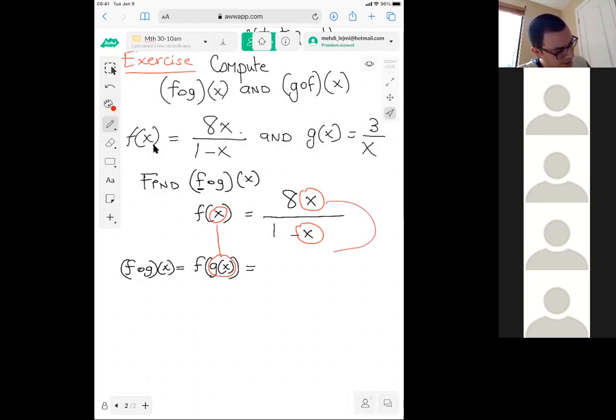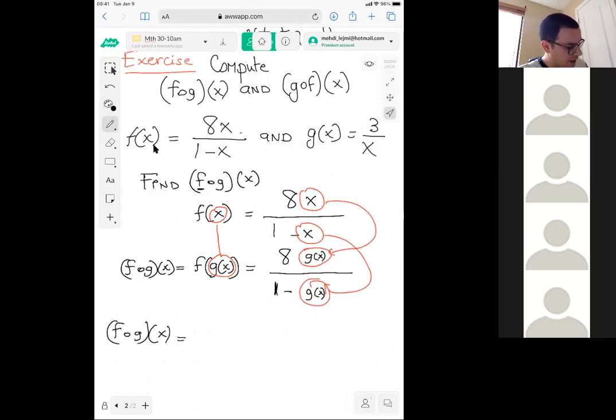So we're going to have an x in here and an x in the bottom here. So this is g of x, and here's g of x. So it's 8 times g of x, and then in the bottom we're going to have 1 minus g of x. So it's going to be 8 times g of x. g of x is 3 over x. And in the bottom, it's 1 minus g of x, which is 3 over x.